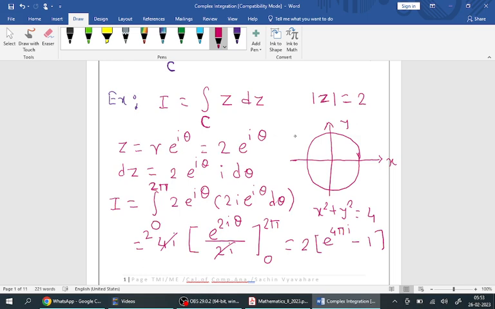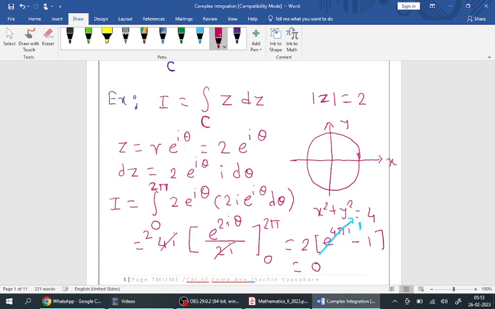i sin theta, so e raised to 4 pi i will be cos 4 pi plus i sin 4 pi, and cos 4 pi is 1, sin 4 pi is 0. So the value of this term, e raised to 4 pi i, will be 1. The value of this term is also 1, because cos 4 pi is 1 and sin 4 pi is 0. Now this 1 minus 1, so the final answer we got is 0 only.